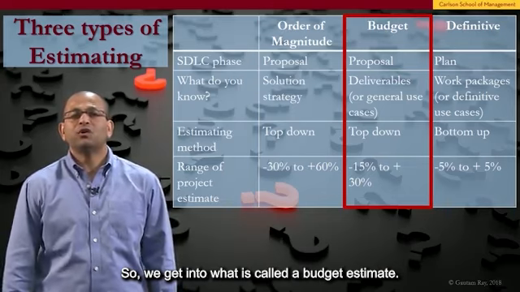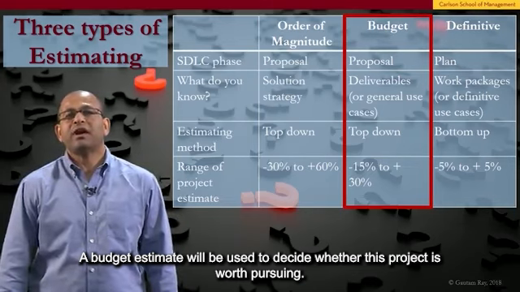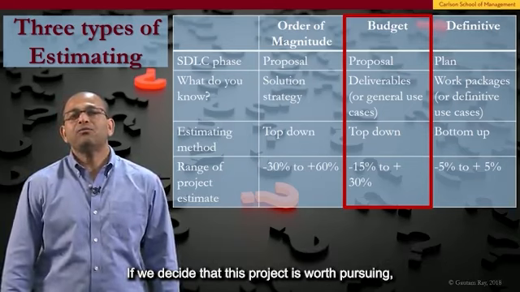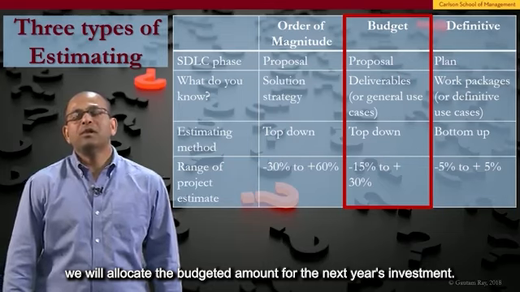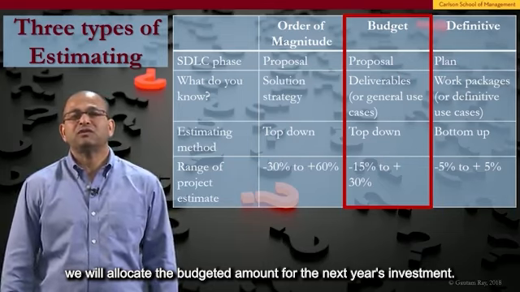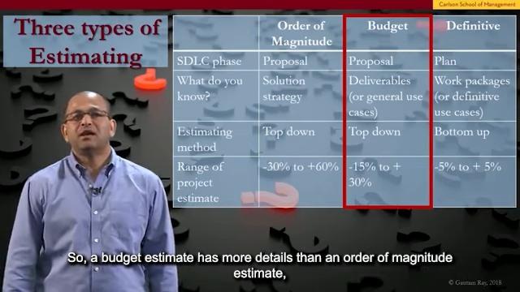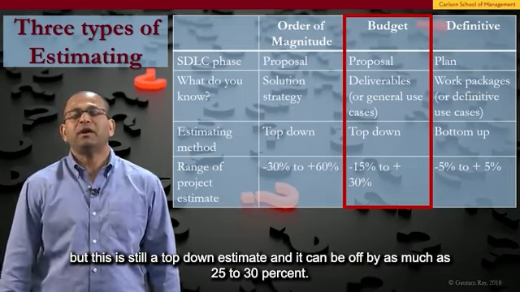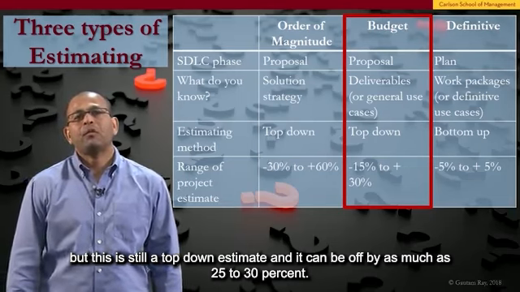So we get into what is called a budget estimate. A budget estimate will be used to decide whether this project is worth pursuing, and if we decide that this project is worth pursuing, we will allocate the budgeted amount for the next year's investment. So a budget estimate has more details than an order of magnitude estimate, but this is still a top-down estimate, and it can be off by as much as 25 to 30%.